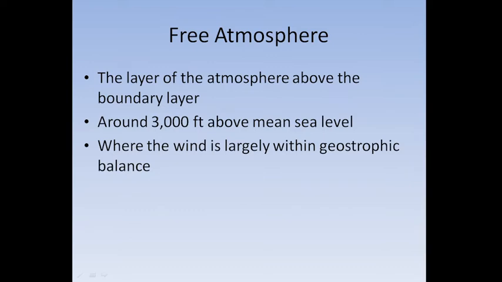Free atmosphere is the layer of the atmosphere above the boundary layer, around 3,000 feet above mean sea level, where the wind is largely in geostrophic balance. So now we're talking about winds in geostrophic balance. In this case, at 3,000 feet, the pressure gradient force and Coriolis force are in balance with each other. So you pretty much have a straight line of wind.